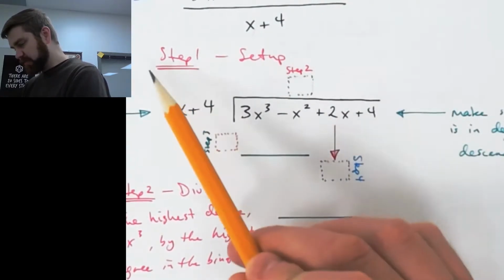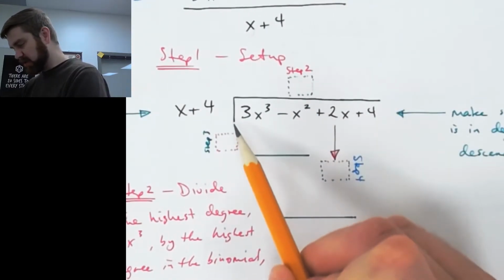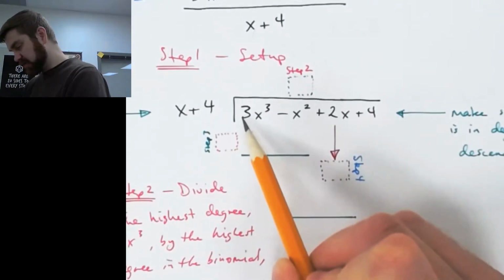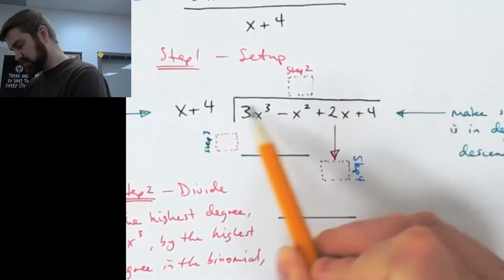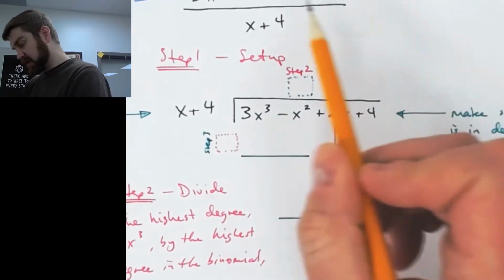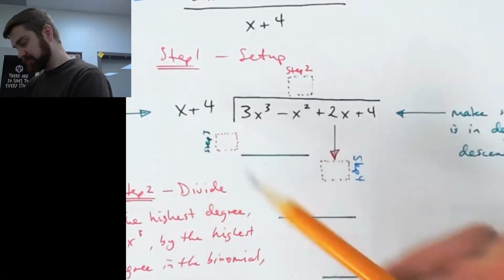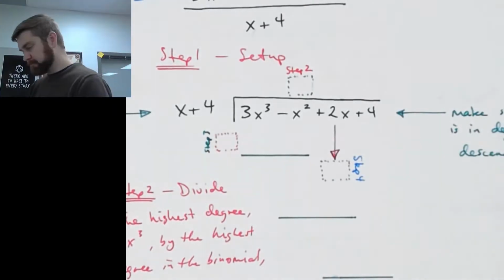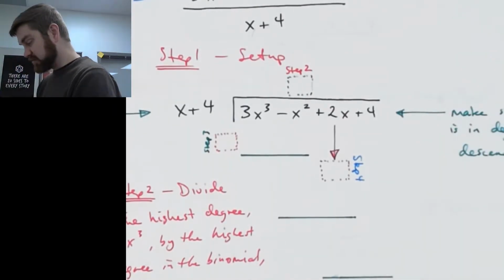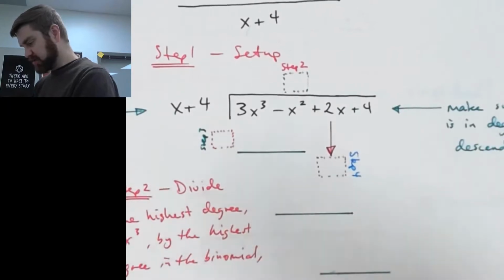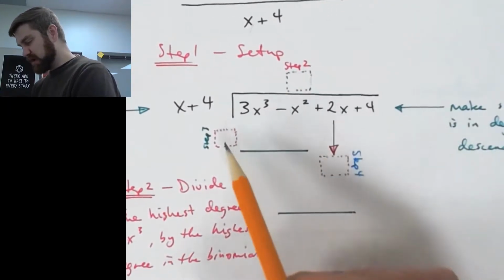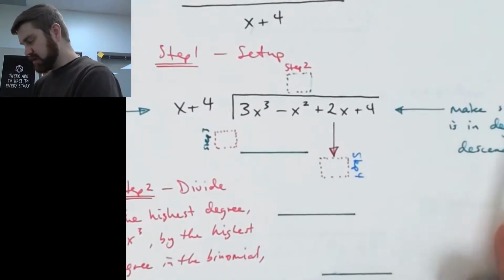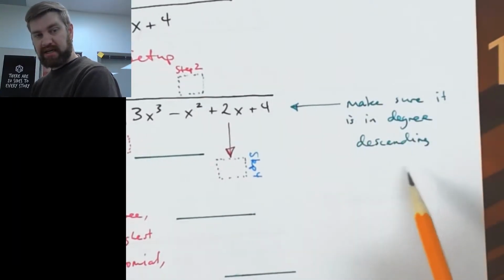So our first step is the setup. I would draw this hook here, and then write the numerator underneath the bar. Then the denominator gets written out here. So no change, I'm just transcribing. And before we go into step 2, when you write both the denominator here and the numerator here, make sure that both of them are in descending order.